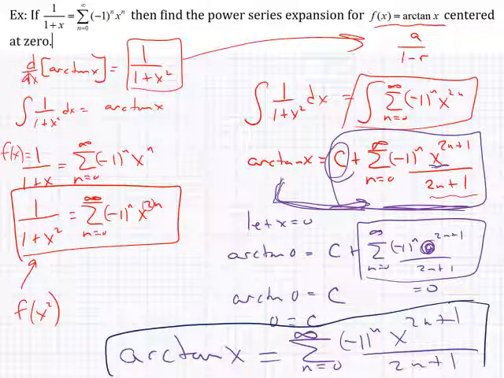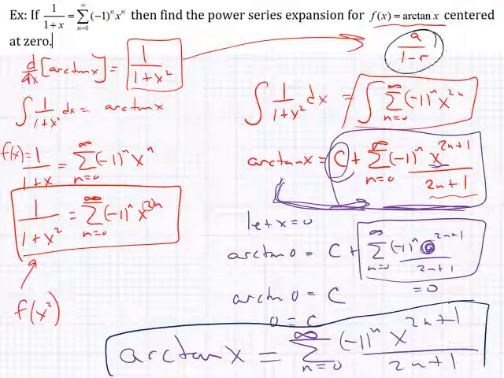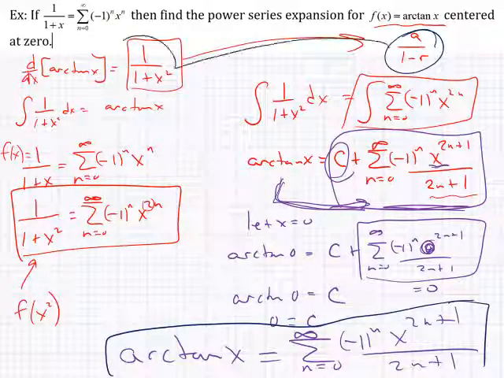Again, arctan doesn't have the a over 1 minus r field, but it sure is related to a function that has an a over 1 minus r field. So again, we can somehow get back to a over 1 minus r. If there's any way to get your function to somehow get back to a over 1 minus r, then we can use this geometric series concept to get to a power series representation.